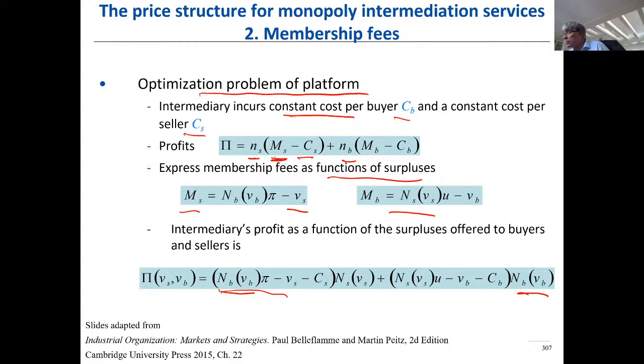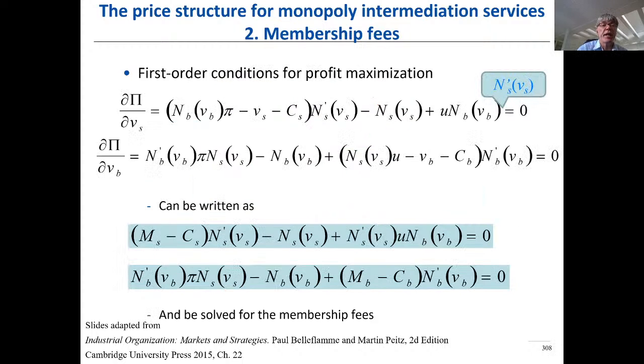And of course, it's clear we just have to determine how much surplus we want to give buyers and sellers, and that has an immediate relationship to the membership fee. We know if we give them higher surplus, we have a lower membership fee. If we want a higher membership fee, that means lower surplus, and therefore fewer people. What we are doing next is taking the derivative with respect to Vs and Vb, and that's done on the next slide, where we derive the first order condition.